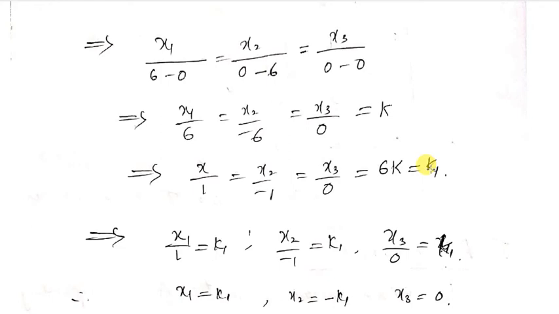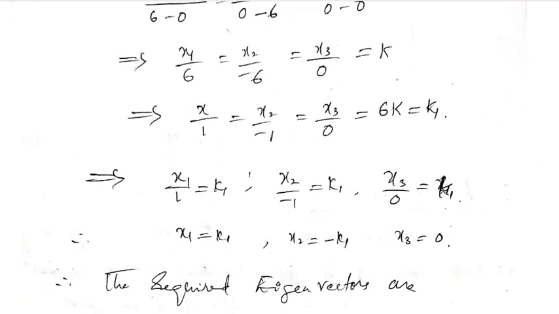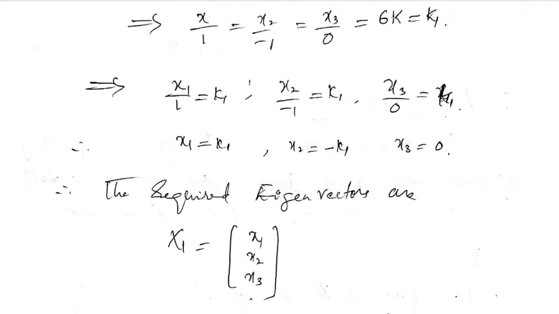Now equating each ratio to the same constant and finding the values. So this is a very simple task, easily you can do it. So x1 by 1 is equal to k1 gives x1 is equal to k1. Similarly, the second ratio equated to k1, x2 by minus 1 is equal to k1, x3 by 0 is equal to k1 gives the required values of x1, x2, x3 as x1 is equal to k1, x2 is equal to minus k1 and x3 is equal to 0.